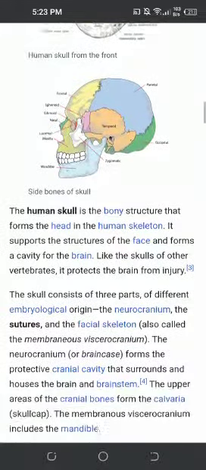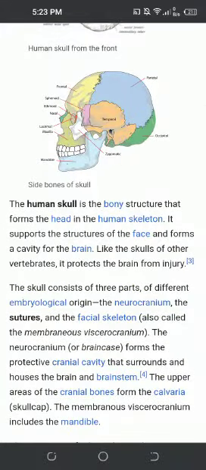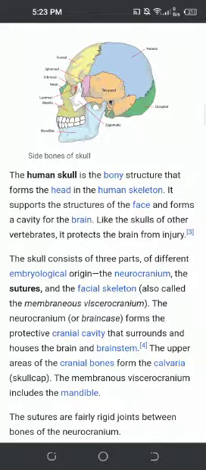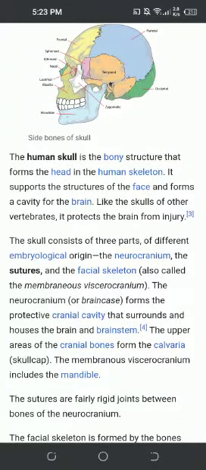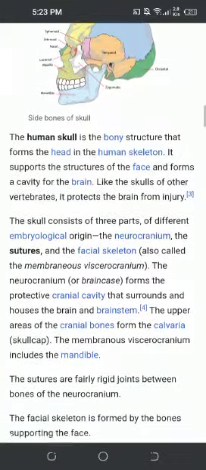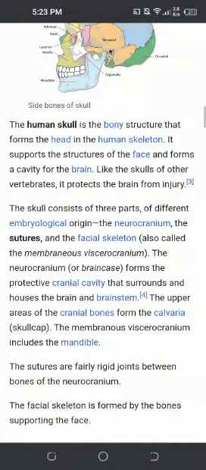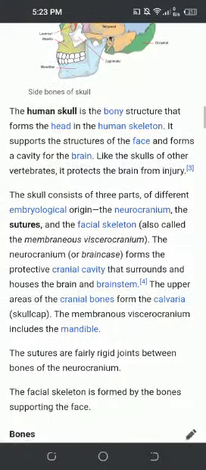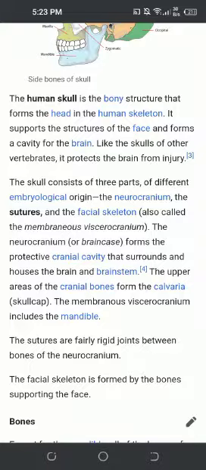The human skull is the bony structure that forms the head in the human skeleton. It supports the structure of the face and forms a cavity for the brain. Like the skulls of other vertebrates, it protects the brain from injury. The skull consists of three parts of different embryological origin: the neurocranium, sutures, and the facial skeleton.